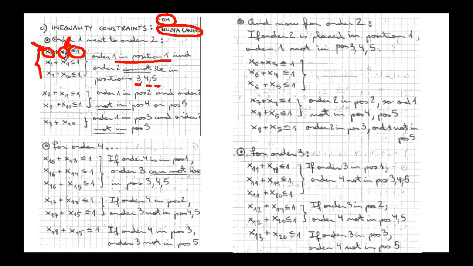The same goes for the second inequality, for order number 2, as you can see here, in position 4, and this in position 5. And all the remaining inequalities are built the same way. So you can stop the video at this moment and review all these conditions.